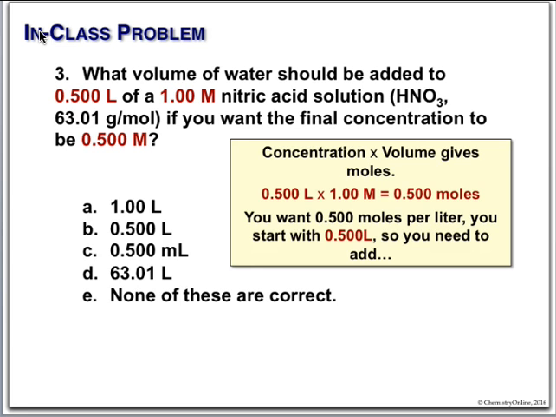Now, we want half a mole per liter. We've already got 500 milliliters of it, don't we? So how much more do we have to add? Well, we have to make this 1 full liter, don't we? Our half a mole in 1 liter. So we simply have to add 0.5 liters.